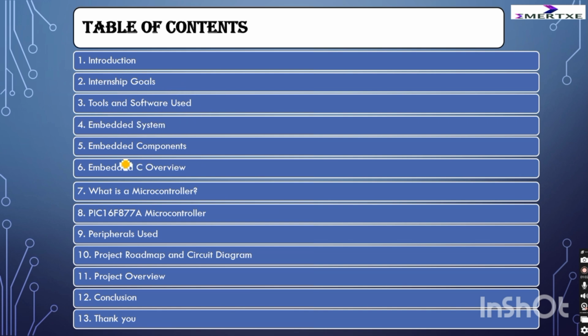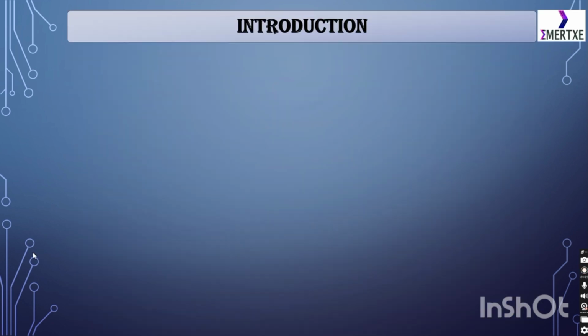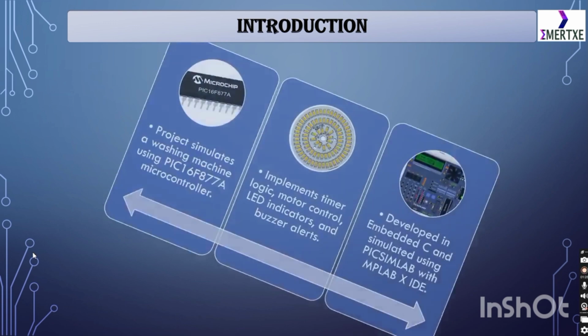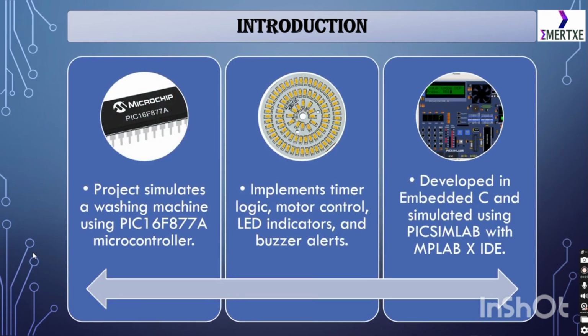Now we can see the internship goals. We have introduction, internship goal, tools and software used, embedded system, embedded components, embedded C overview, what is microcontroller, PIC16F877A microcontroller, peripherals used, project roadmap and circuit diagram, project overview, and conclusion. That was the table of contents.